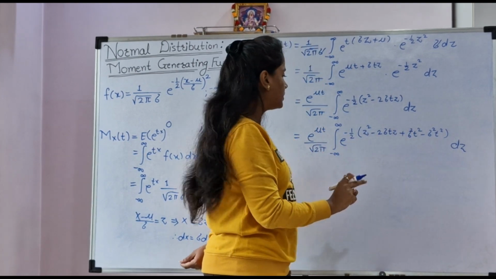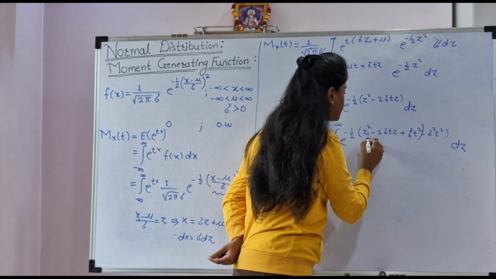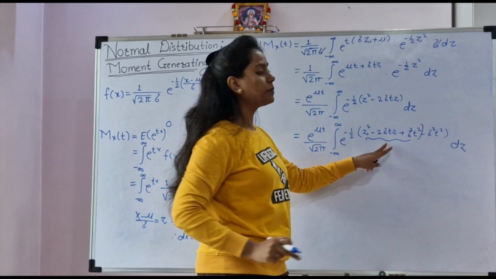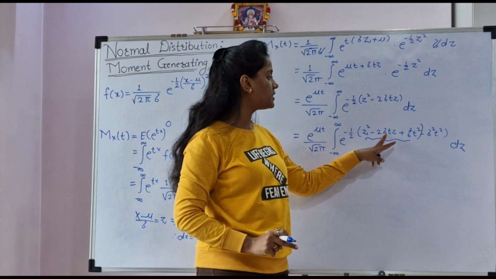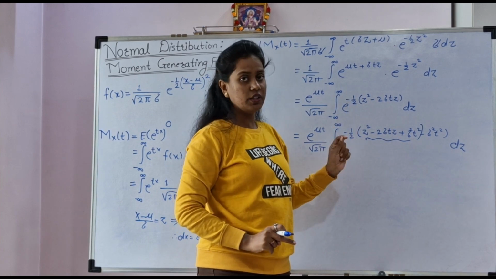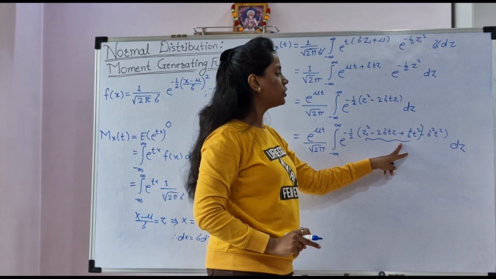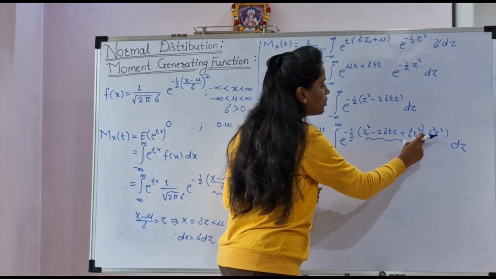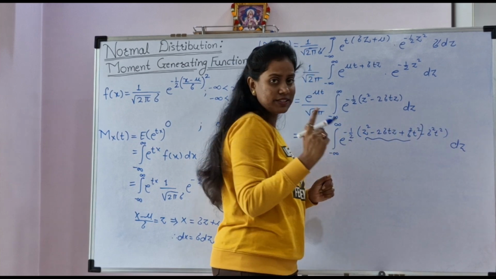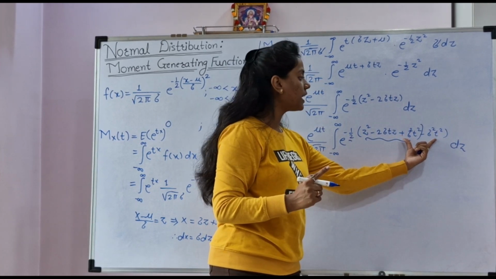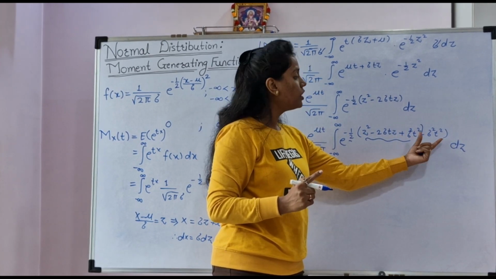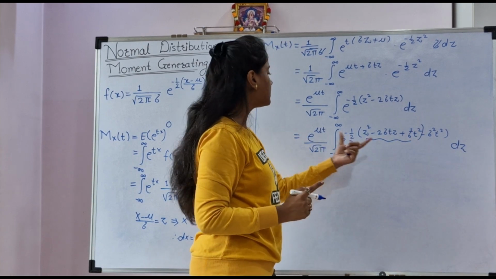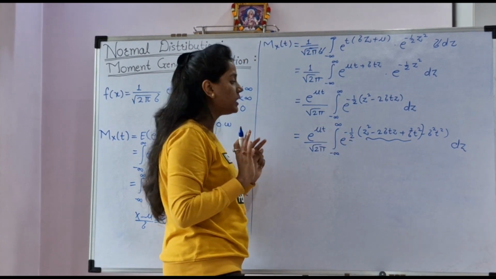Now here we have adjusted the term sigma square t square. Why are we doing this? Just look at this term. We are getting here a perfect square, (z minus sigma t) whole square. And that's why we are doing this adjustment. Also here this minus half times minus sigma square t square is another term, and these are constants. Therefore we can take this term outside the integration.